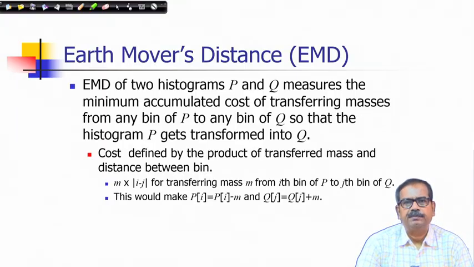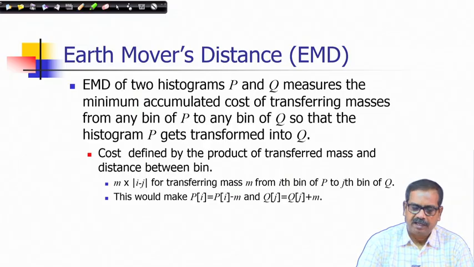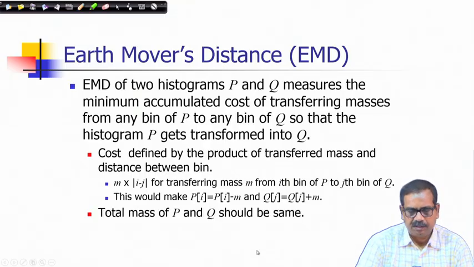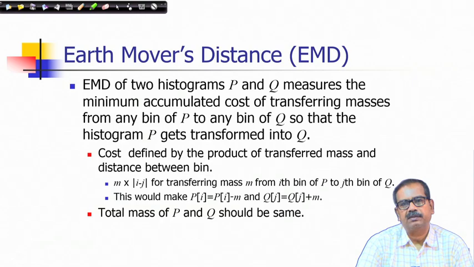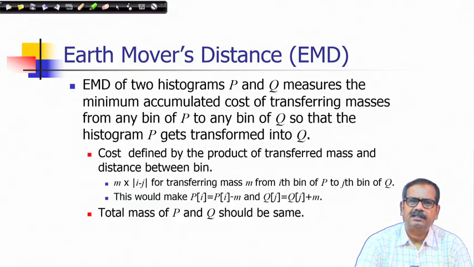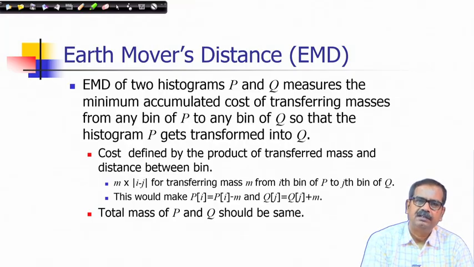So, for example, if we transfer from Pi, that means the content of the ith bin of the histogram would be reduced by m, and then the content of the jth bin will be increased by m. So, this is the transfer operation, and by doing this, what you are trying to achieve is to transform histogram P into Q. In this context, the total mass of P and Q should be the same. So, after doing all these transfers, you are expecting that the distribution of masses in P should now be in the form of Q.